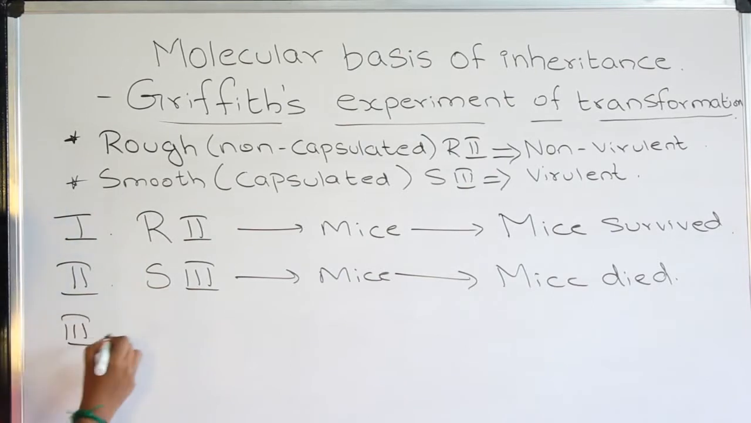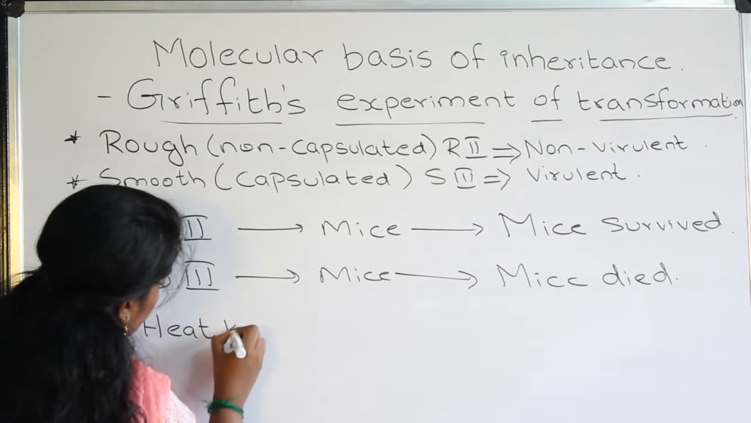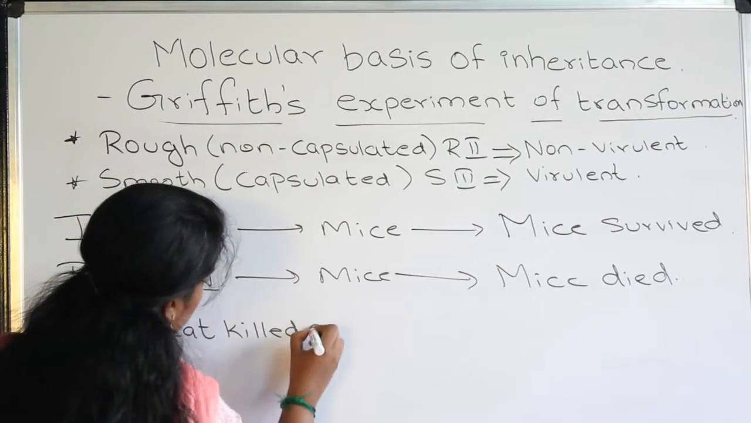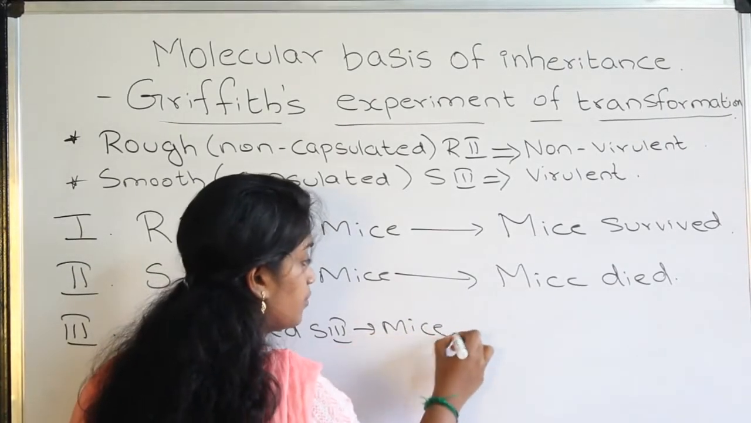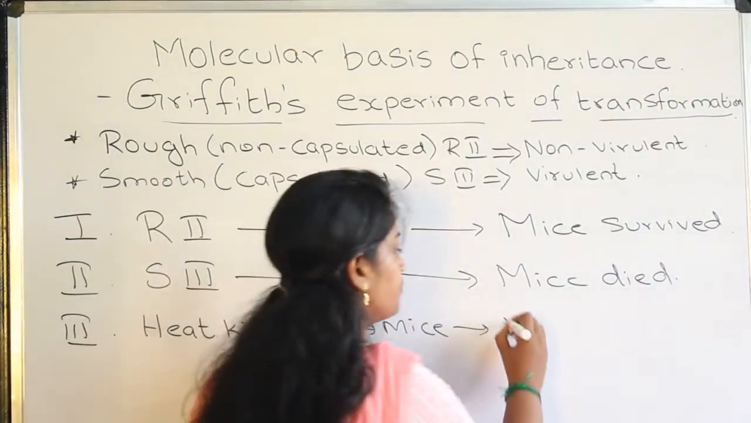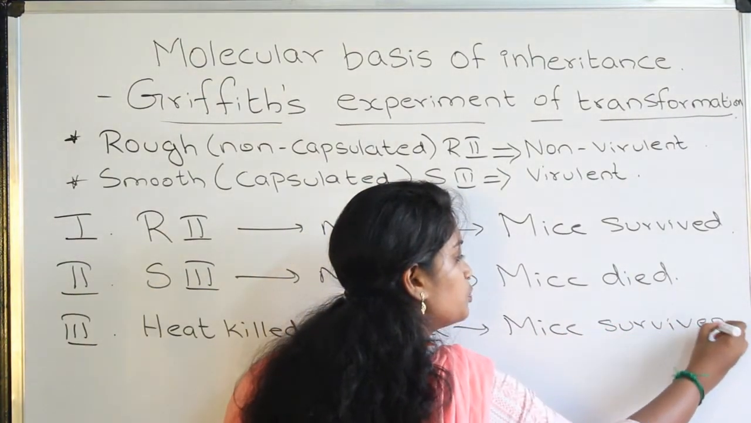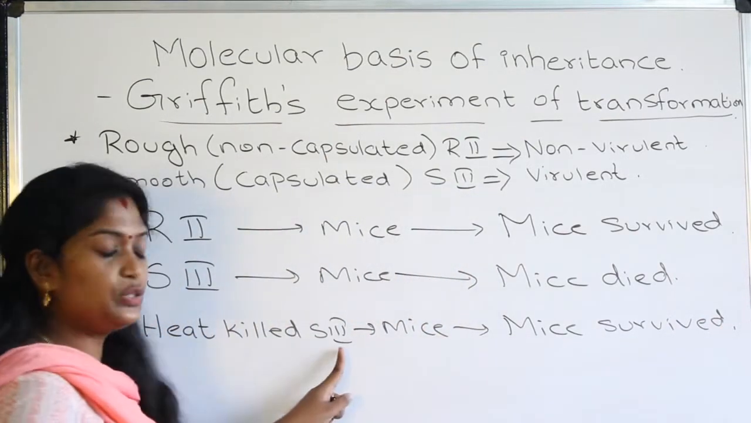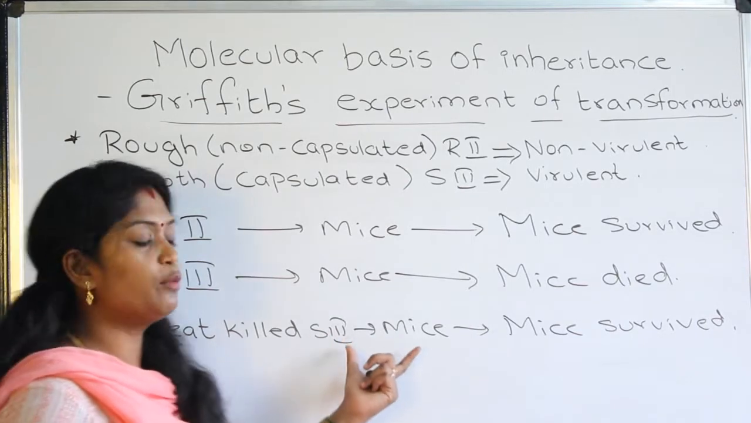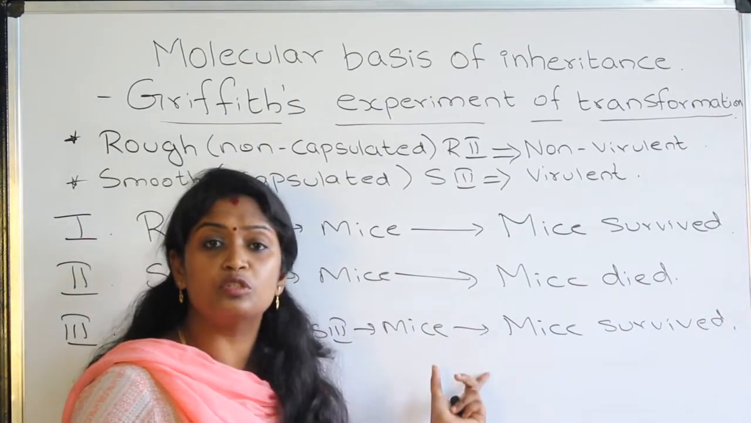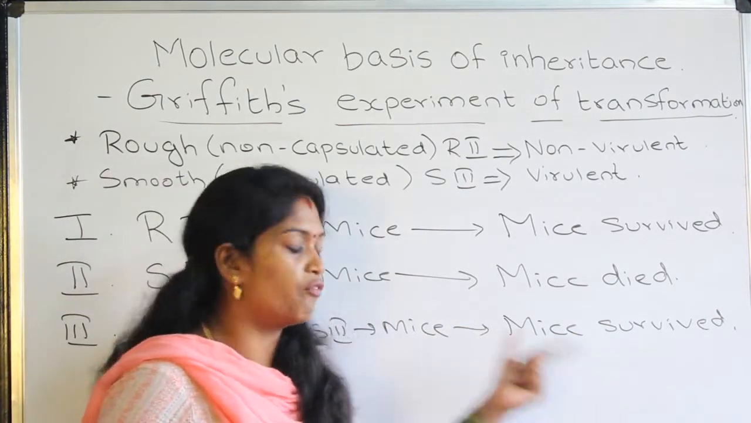In the third experiment, he injected the heat-killed S3 strain into the mice. The mice survived. This was because the S3 strain, the capsulated strain, was heat killed, and when it was injected into the mice, since it was non-pathogenic because the S3 strain was heat killed, the mice survived.